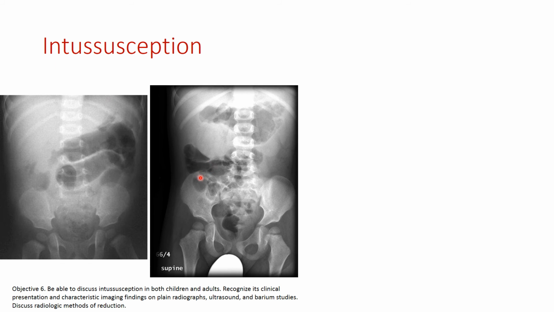In this case, again, we have air-dilated small bowel loops, and we have a fairly good size mass up here in the right upper quadrant. This doesn't look as characteristic of an intussusception, but we don't see the normal air-filled cecum, and so in this case it turns out to be an intussusception as well.